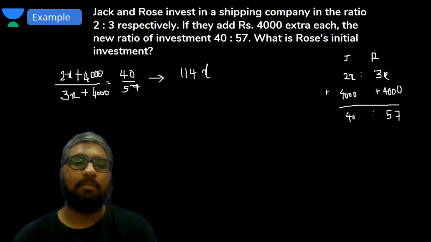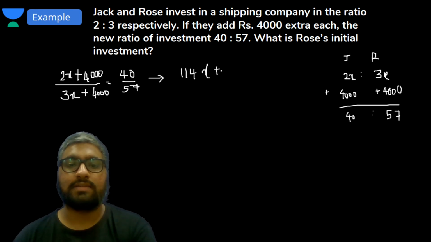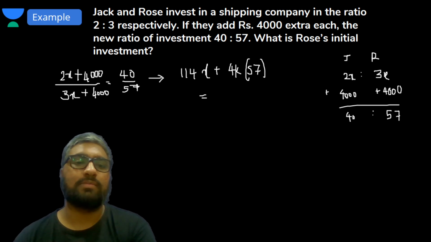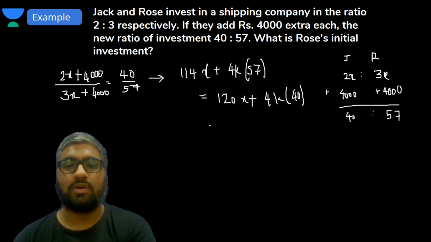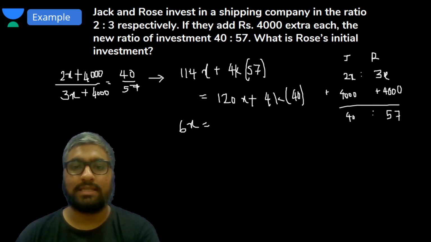I'm not going to multiply 4,000 by 57 yet because I know I can take something common out there. 4,000, I'm going to write it as 4k. So 4k into 57 should be equal to 40 into 3, that's 120x, plus 4k into 40. Take one to the other side, so you would get 120 minus 114, which is 6x.